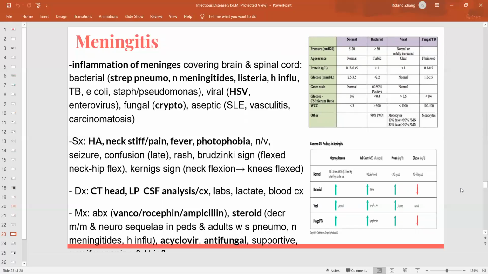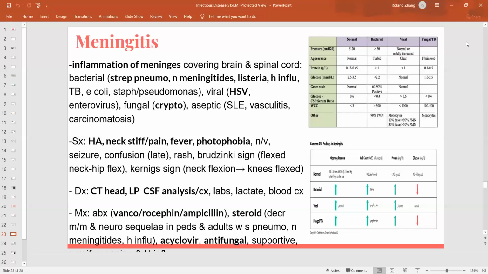Generally, they have meningeal signs with headache, neck stiffness, pain, fever, photophobia. Sometimes they will have seizure. And meningeal signs, in terms of when they flex or extend their head and flex their knee, they will have neck pain.